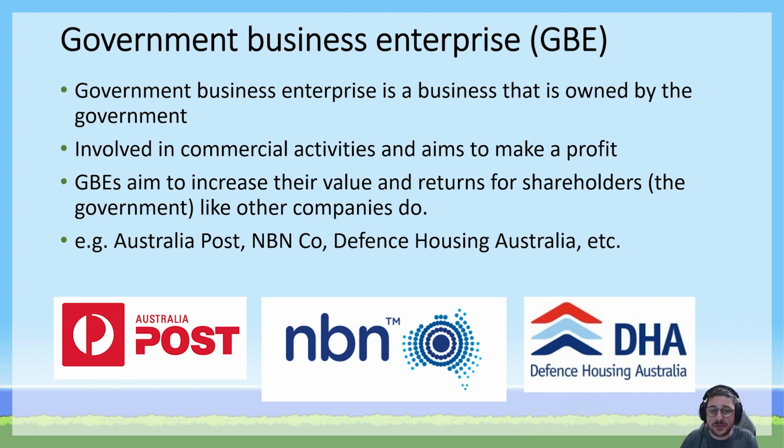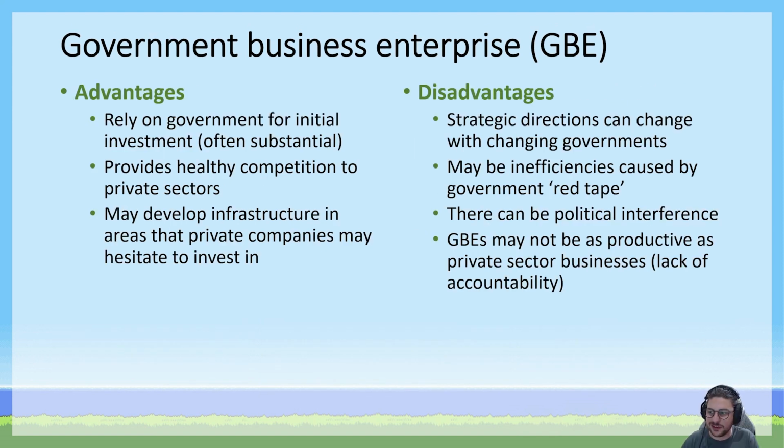Certainly, a GBE aims to make a profit and increase the value of the investment for the shareholder, which is the government, just like other companies do. If Australia Post suddenly stopped being profitable, you can expect that the government would have questions for the CEO about what's going wrong.